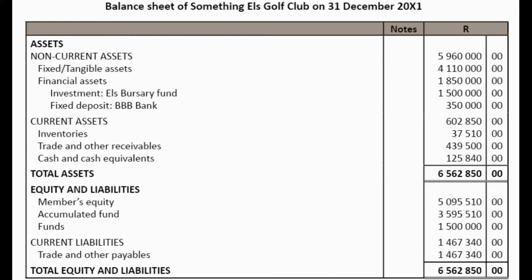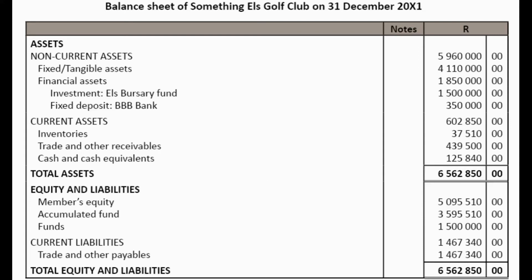Okay. Then we get to equity and liabilities. The members' equity is 5,095,510. We've seen that from the note. The accumulated fund is 3,595,510. And the funds is 1.5 million, so it's 1,500,000. Okay. And then we get the current liabilities, which is 1,467,340. There's no non-current liability, so there was no loan.